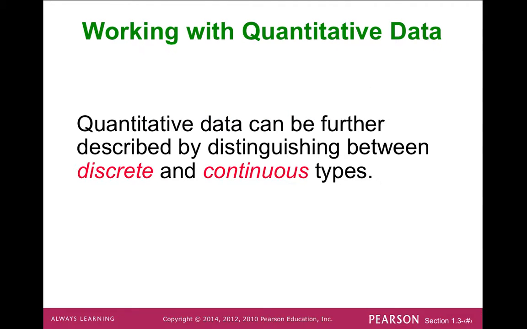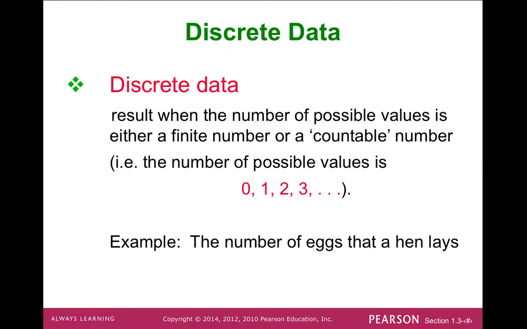When working with quantitative data, it can actually be broken down further into two different types, discrete and continuous. So let's look at each of those types. Discrete data results when the number of possible values is either a finite number or a countable number. So, for instance, the number of eggs that a hen lays. A hen can't lay 1.25 eggs. They either lay 1 egg or 2 eggs or 5 eggs. So it is a countable number in the sense that it is usually a whole number. And again, this is discrete data.